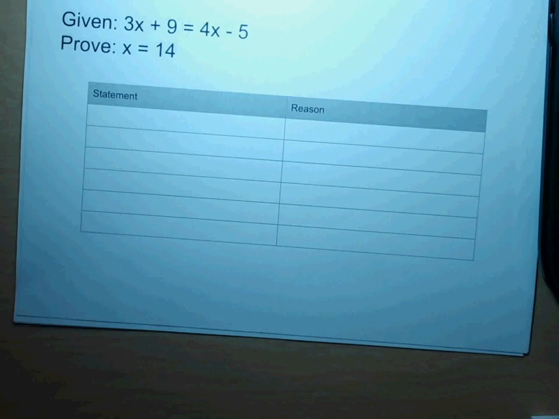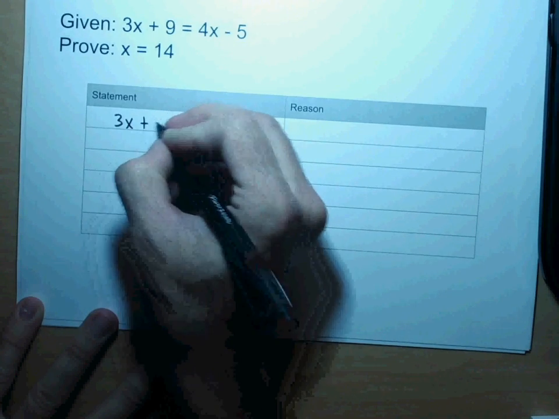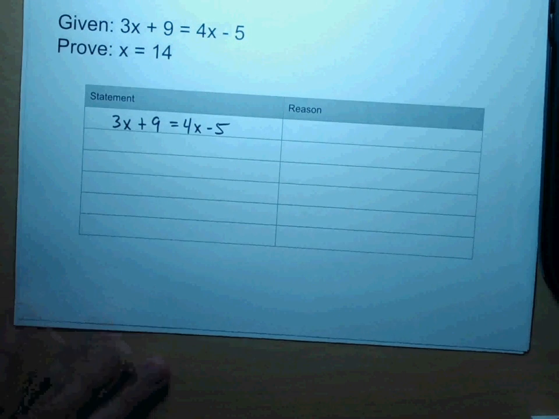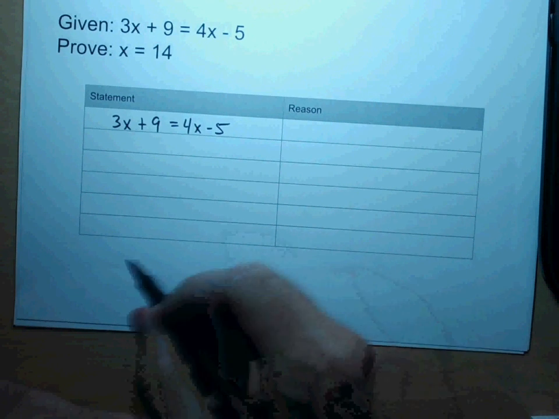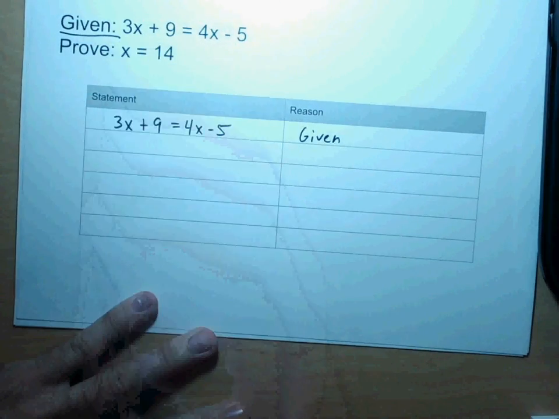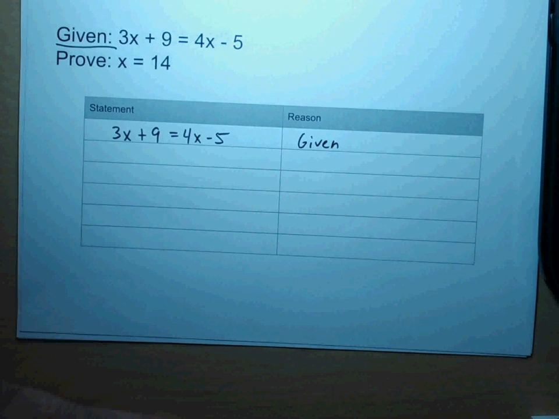Next one. Again, you're just going to rewrite the original one. 3x plus 9 equals 4x minus 5. We're not always going to have the exact same proof. You could do stuff out of order, right? You could subtract instead of add. You can move it to the right or the left. So we write the equation and we write given. Yeah, see where it says given right here? Your first thing is going to be given.